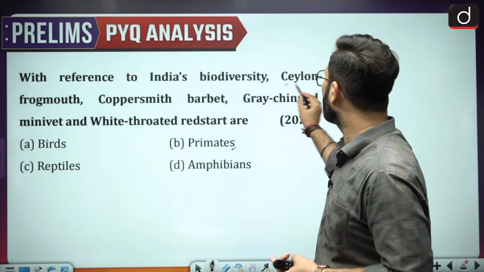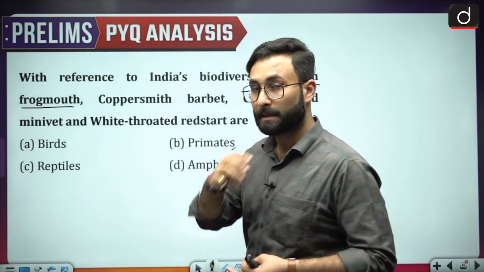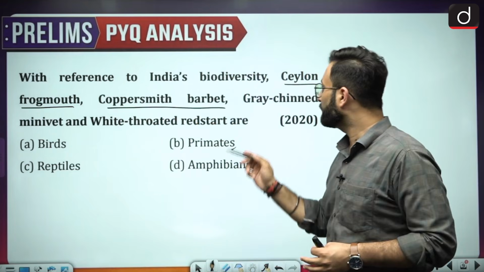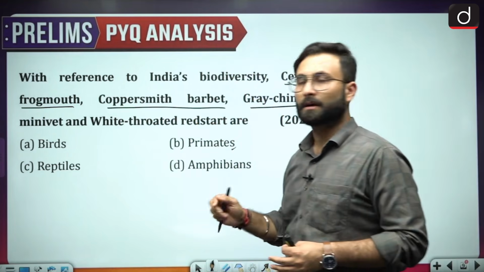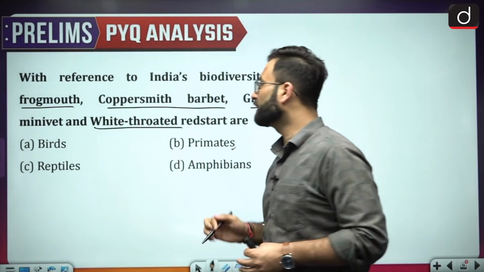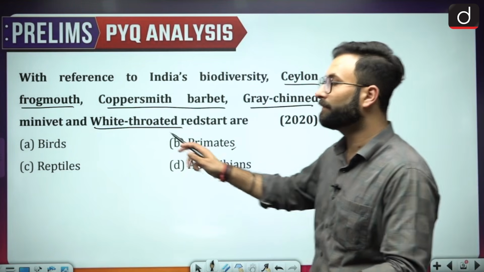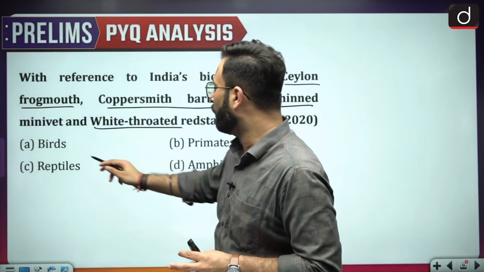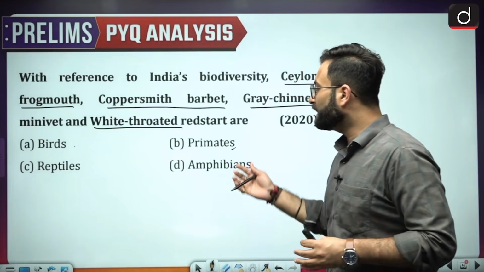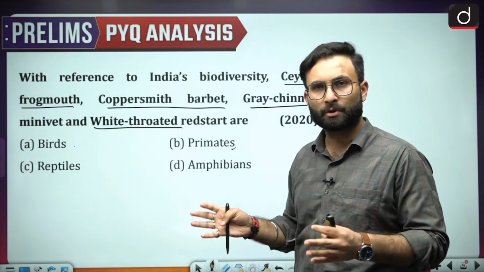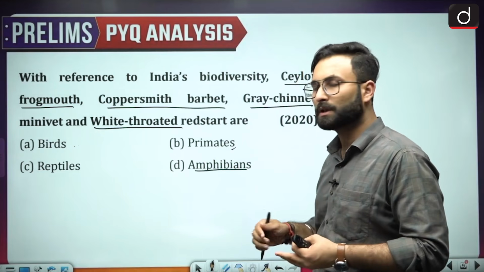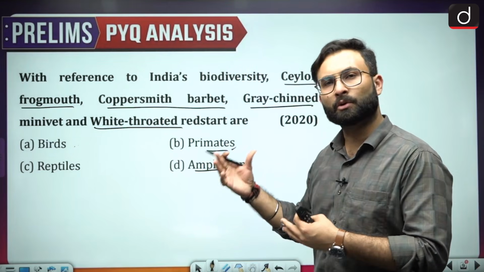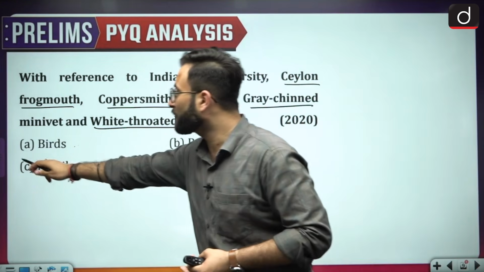Over here you can see Ceylon frogmouth. Okay, they are talking about a mouth, or a feature of the mouth. Then coppersmith barbet. Then grey-chinned minivet and white-throated redstart. Now, if you look at the minivet, that suggests something small, so it can be a bird. Amphibians and primates are generally bigger species. When we talk about amphibians, you know that you have turtles, you have the mugger, etc. Primates are the apes or the langurs, etc. So option A is your right answer, that is birds.